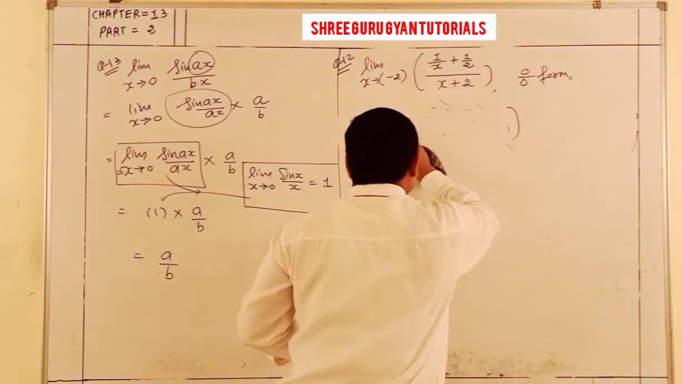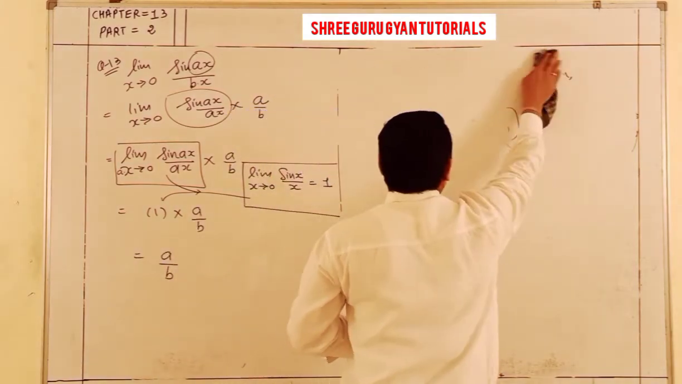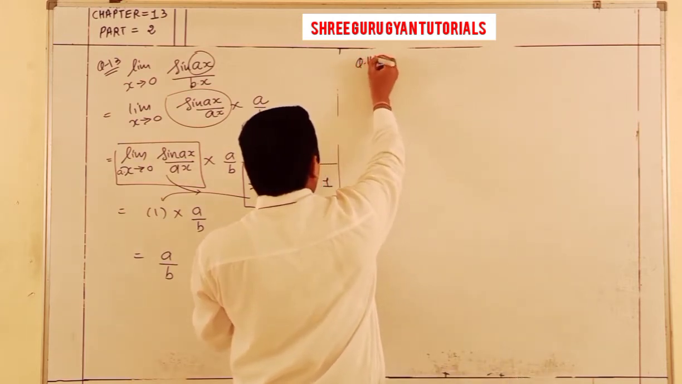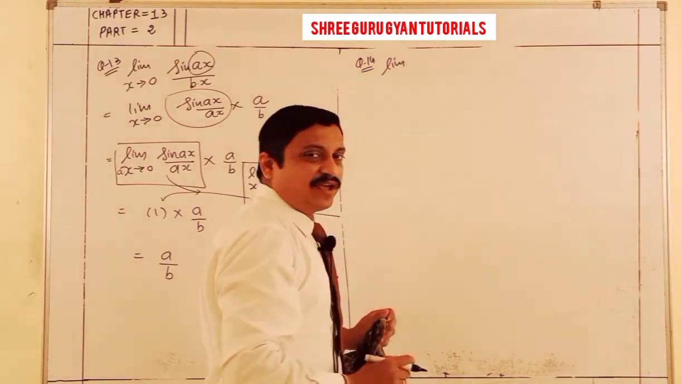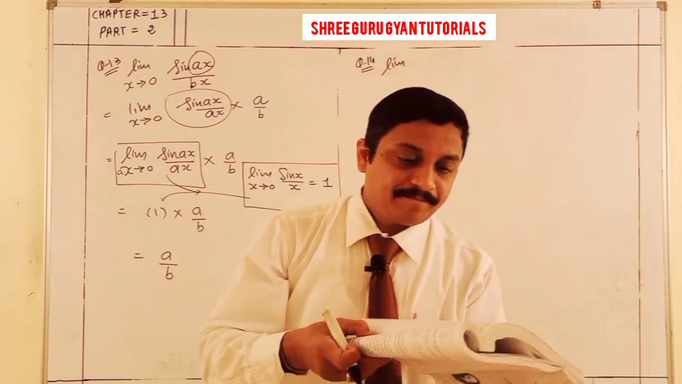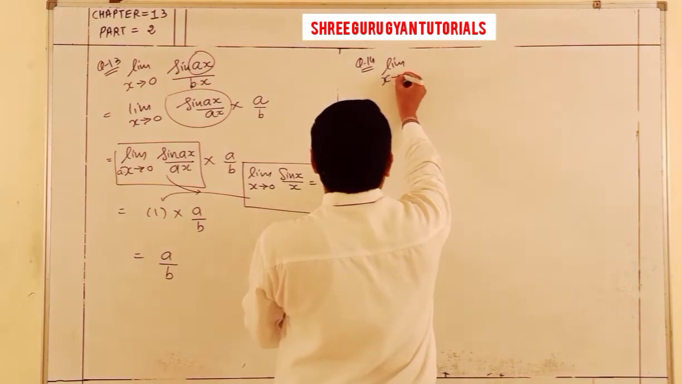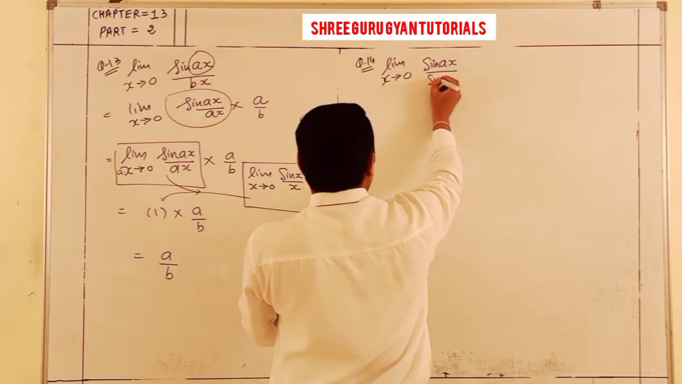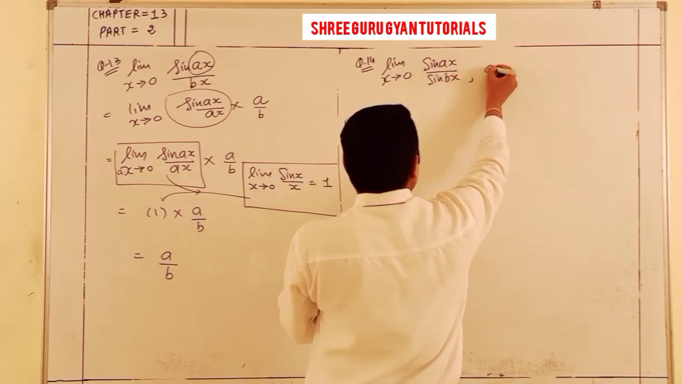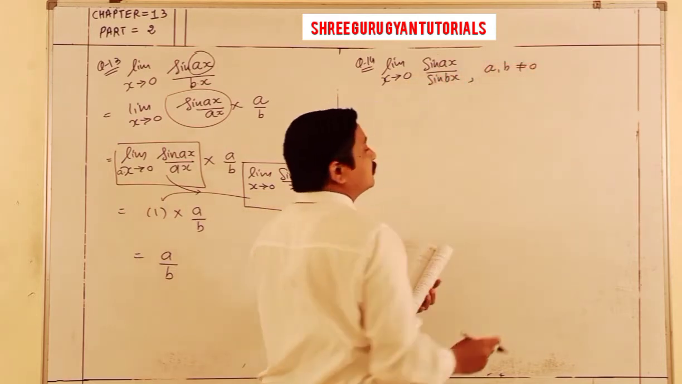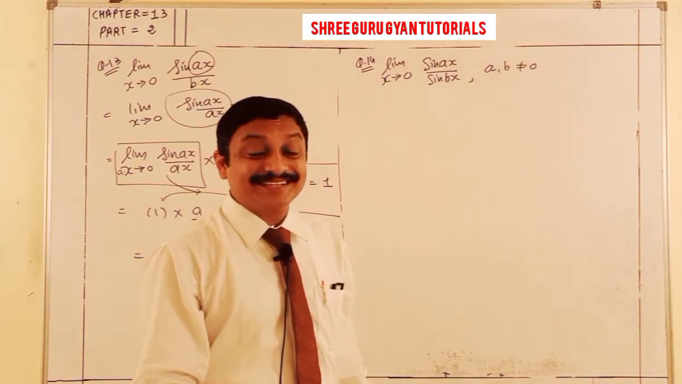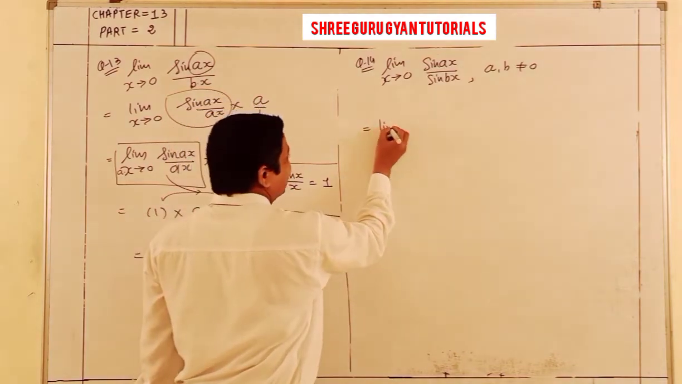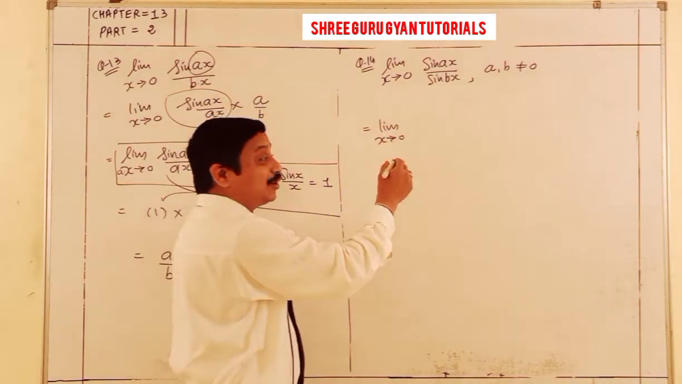Continue. Question number 14. Limit, same way, same calculations given. X tends to 0, sin ax upon sin bx. But the condition given is ab is never 0. So here a is the coefficient, the second time b is the coefficient. Both I will manage. See here, I am just managing the coefficients only.